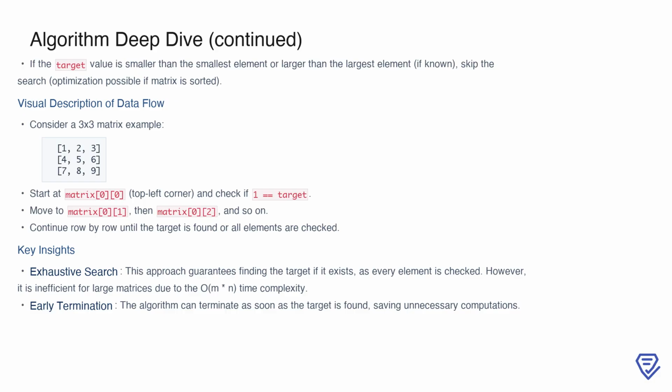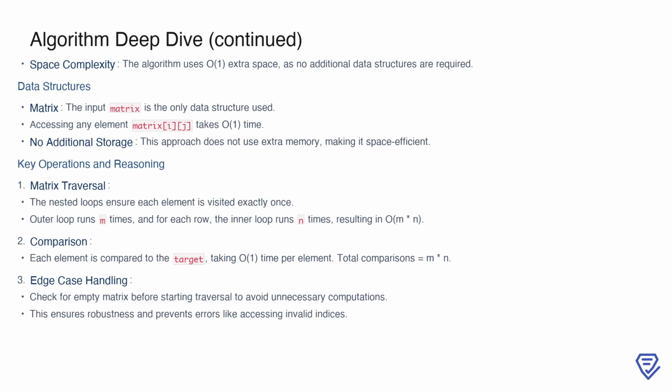However, this approach is inefficient for large matrices because it takes O(m*n) time, where m is the number of rows and n is the number of columns. The algorithm's efficiency can be improved with early termination. As soon as we find the target, we stop further computations, saving valuable processing time. This algorithm is also space efficient, with a space complexity of O(1).